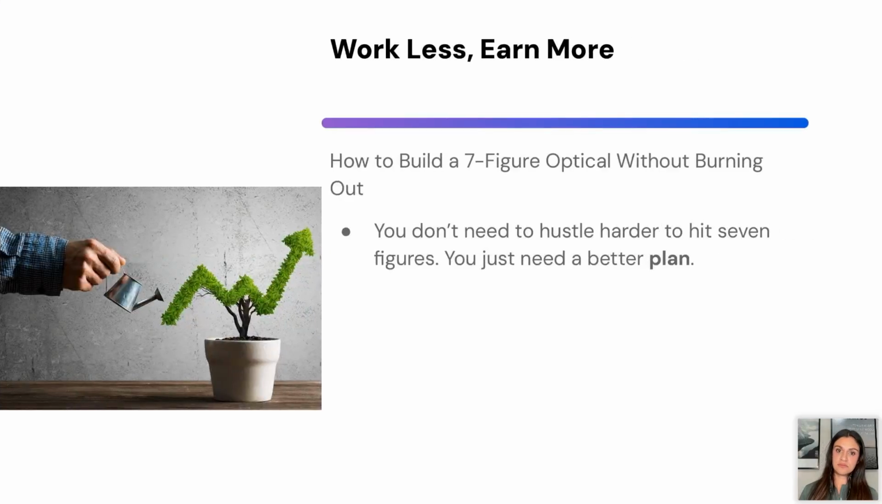Okay. So this topic is going to be something you're probably going to love to hear, but it's all about working less and earning more. And there was actually a time when I first started out, I was working 7 days a week for about the first year, 6 days a week the second year.